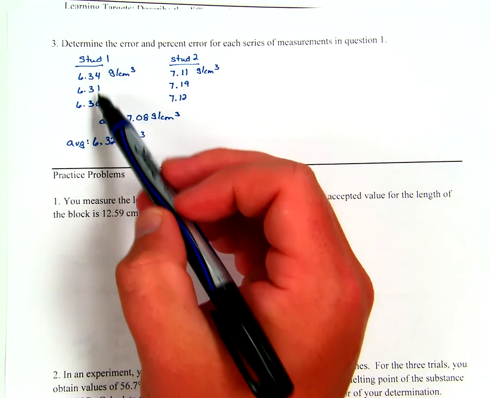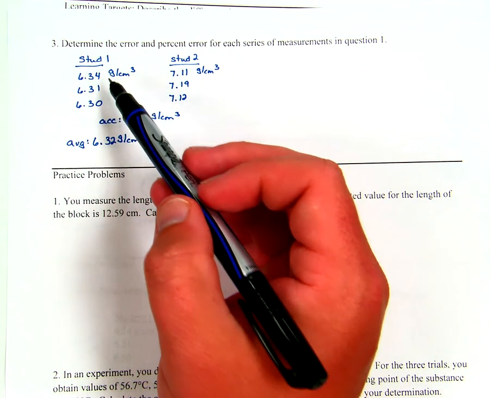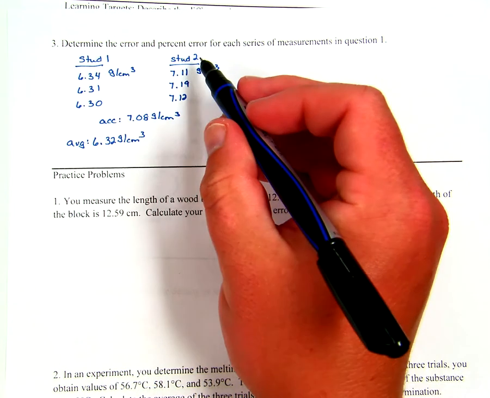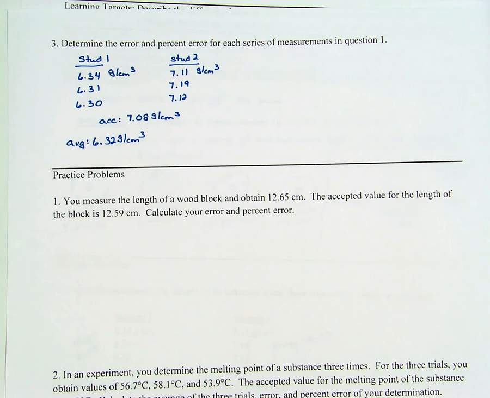All right. For student number 2, let's find that average. 7.11 plus 7.19 plus 7.12. And I'll divide all that by 3. This gives you an average of 7.14 grams per centimeter cubed.